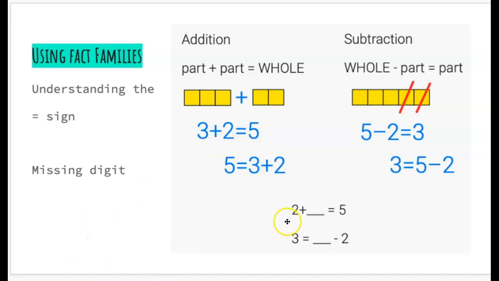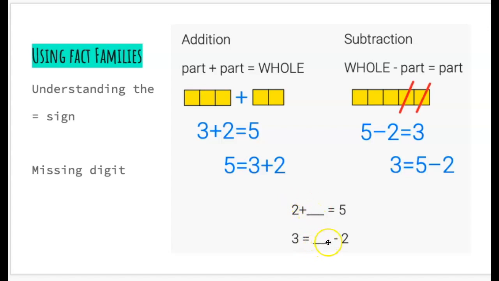Really understanding your fact families can also help when you have a missing digit in any place. Here we have 2 plus something equals 5. Well, we know in this case, since it's addition, that this must be a part and this must be a whole. So we could use our subtraction fact family to take our whole, subtract one of the parts, 2, and we know that the other part will be 3.